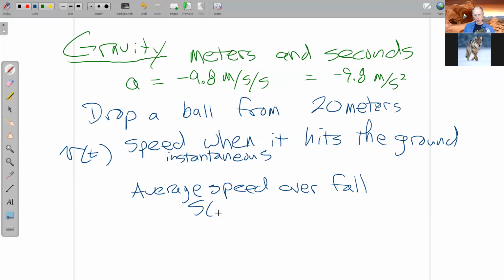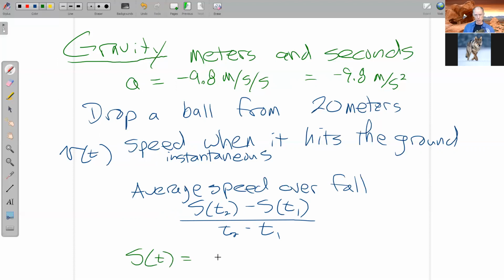That would be s of t2 minus s of t1, change in position over change in time, t2 minus t1. Got a little carried away there. So let's see, first we need a position function. So the position function here ends up being s of t is equal to 20 minus 4.9 t squared. And we'll see how that 4.9 relates to the 9.8 in just a second here.